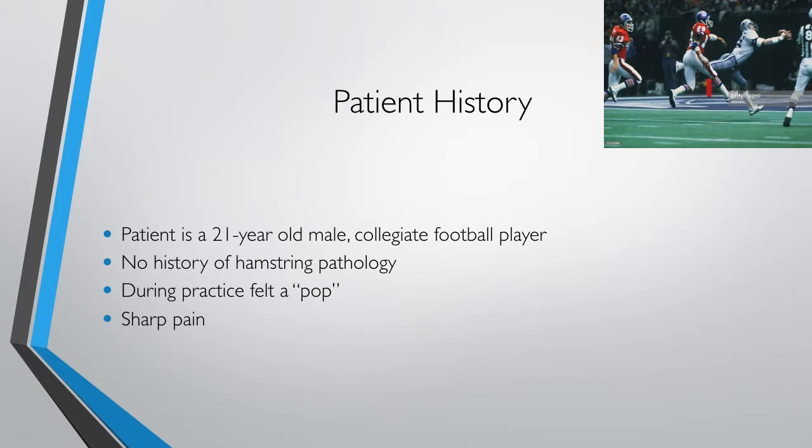Let's move on to the patient case. The patient is a healthy 21-year-old male collegiate football player. He has no history of hamstring pathology. During practice, he felt a pop when catching a ball with his right hip flexed and knee extended. He immediately felt sharp pain on the posterior aspect of the thigh.